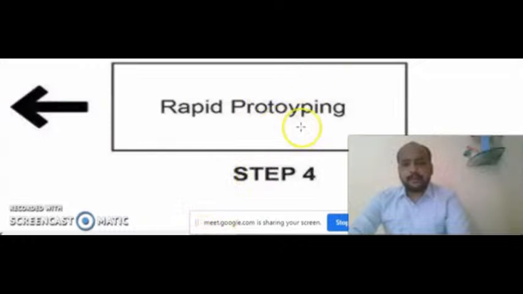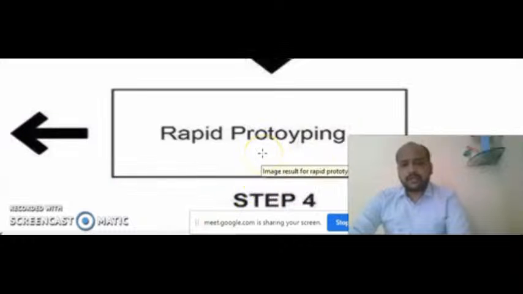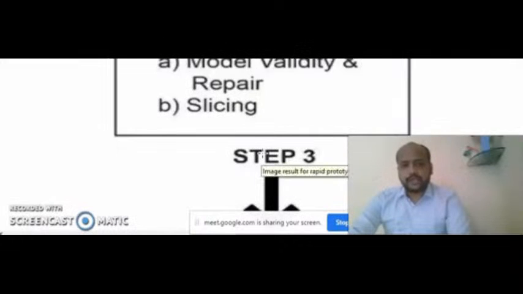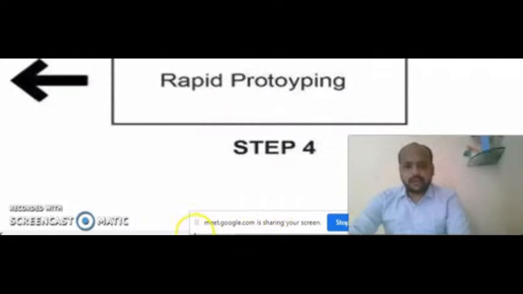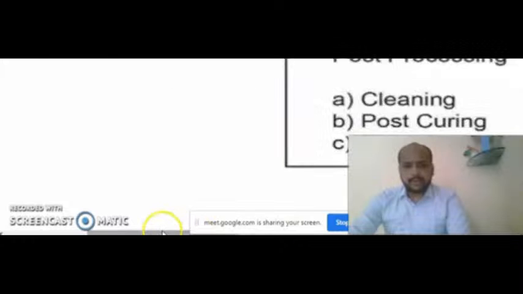But before going for the printing, you have to validate the model, you have to repair it, and you have to slice it in the CAD software itself, because slicing functions are available in almost all CAD software. A cut function is there, a divide function is there, a delete function is there. The functions are named differently in different software, but their meaning is slicing.